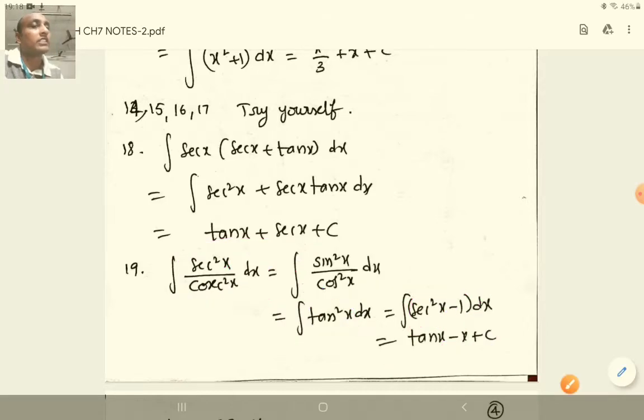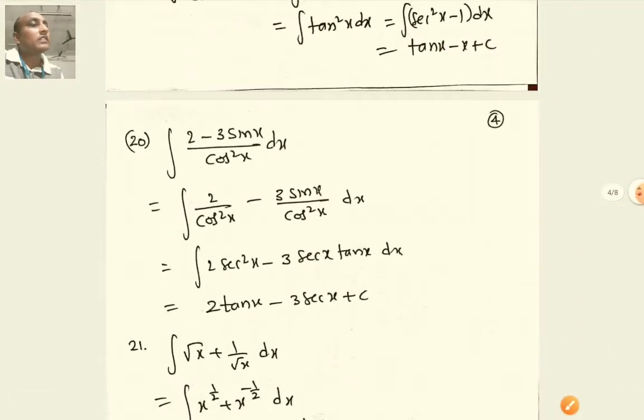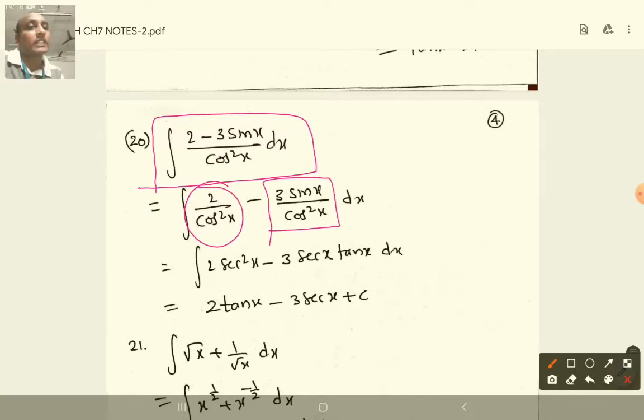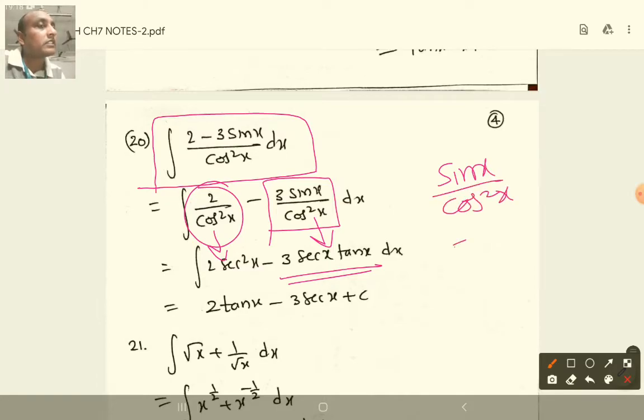19th question. Next, 20th question, which is integration of 2 minus 3 sin x by cos square x. For this also, in the same way you have to split the fraction first. 2 by cos square x minus 3 sin x by cos square x. 2 by cos square x is 2 secant square x. 3 sin x by cos square x is 3 secant x tan x. Remember, sin x by cos square x can be written as secant x into tan x, very important.